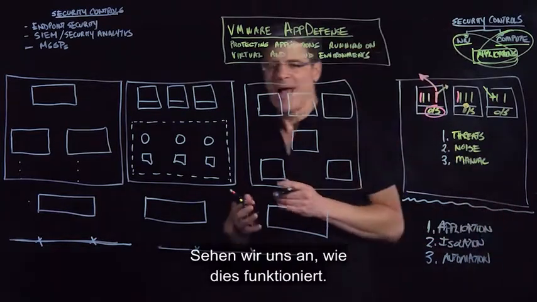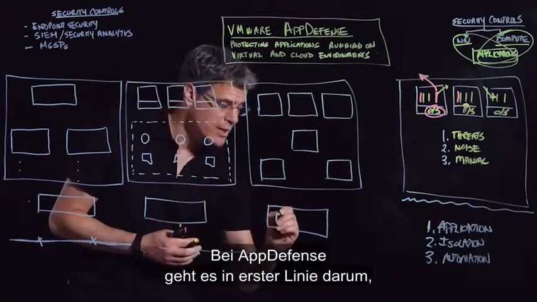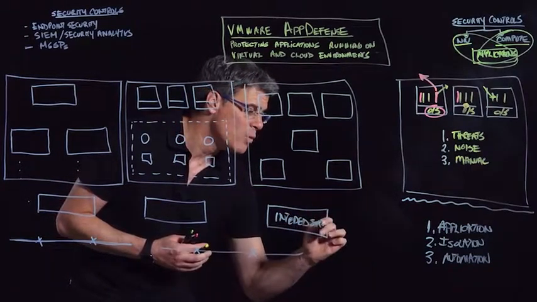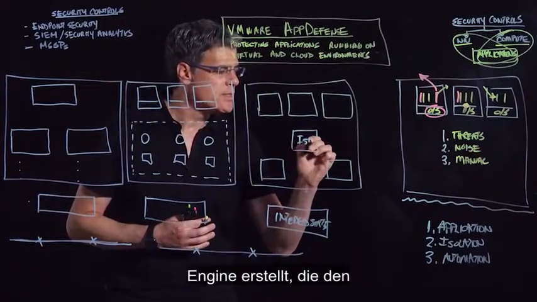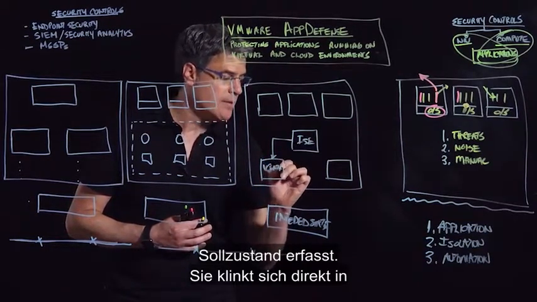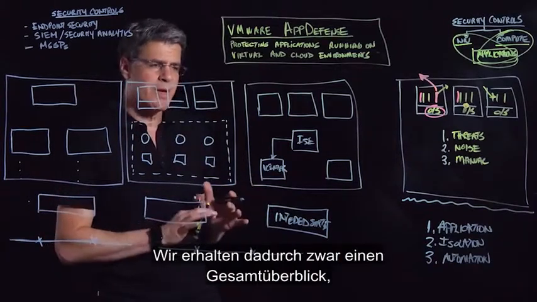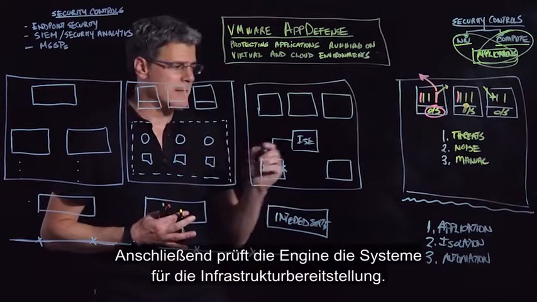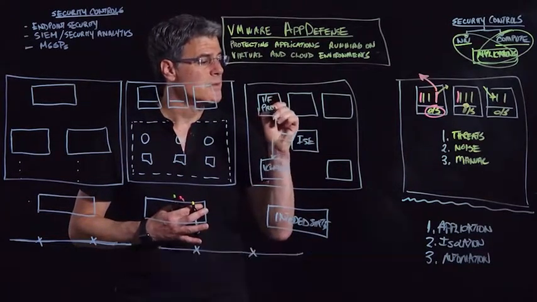So taking a look at how this works, starting with AppDefense, the first piece we really work on is we automate the process of understanding intended state. What were things supposed to be? How does this work? Well, what we created was this intended state engine that hooks directly into vCenter to understand the complete inventory of all the machines that are inside that environment. And at that stage, we have a complete picture, but we really don't understand what was the purpose behind those machines.